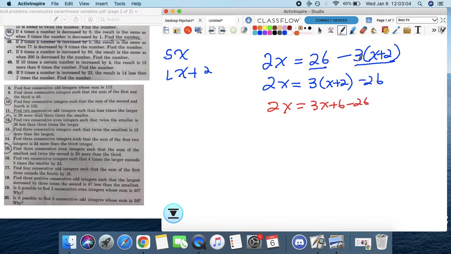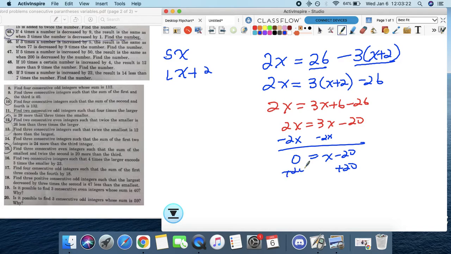We did the distributive property. We can combine like terms. Right, 6 and negative 26 is negative 20. Get rid of one of the variables. Let's do minus 2x on each side. That's 0. This is x minus 20. Then we do plus 20 here, plus 20 here. x equals 20. So the first number is 20. Second number is 22. Okay.